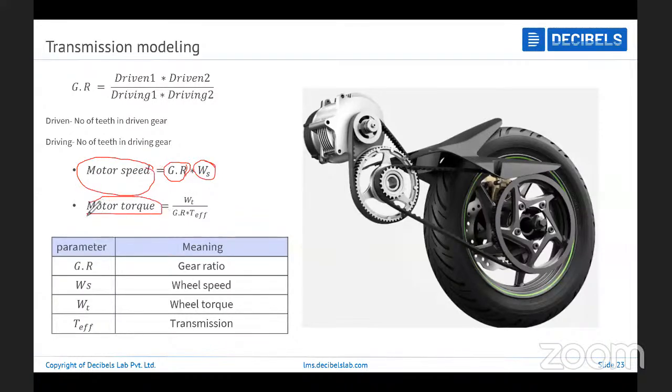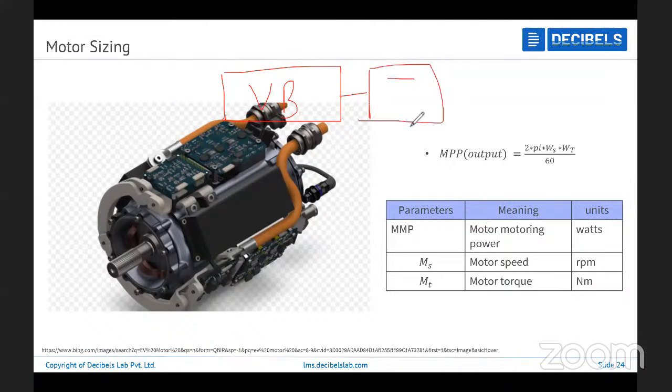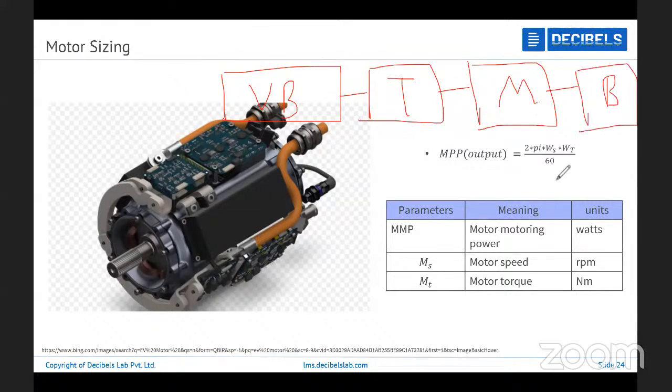To calculate the motor torque, I'll be using wheel torque divided by gear ratio, multiplied with transmission efficiency. There is always a loss at each component. We just looked into the vehicle body side and transmission, and now the motor and battery. So we know the motor speed and torque, the output of your transmission. Anyhow, we are going in reverse order.